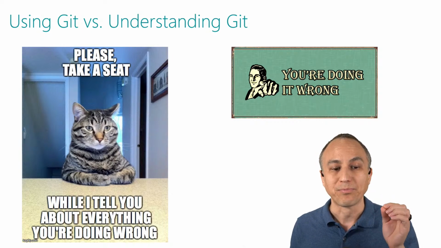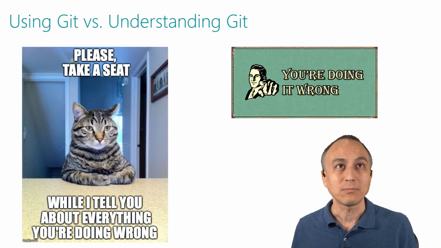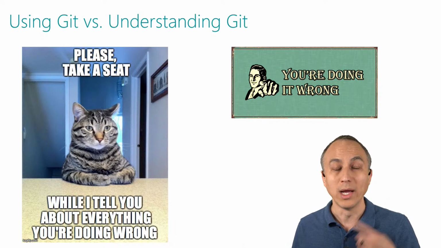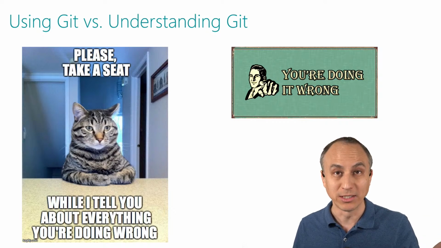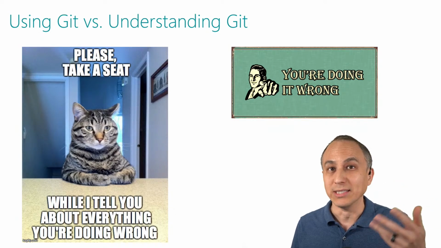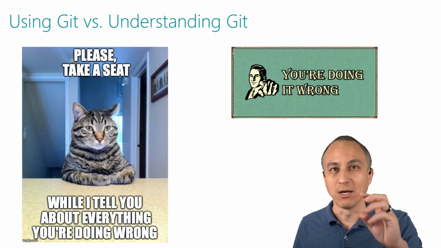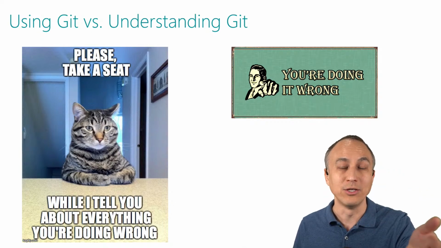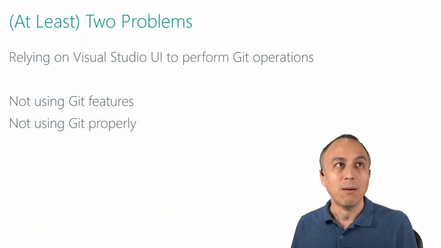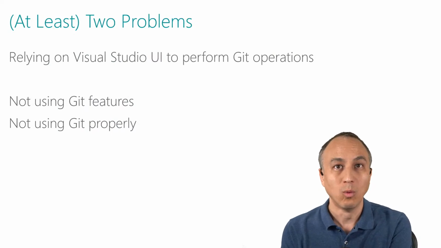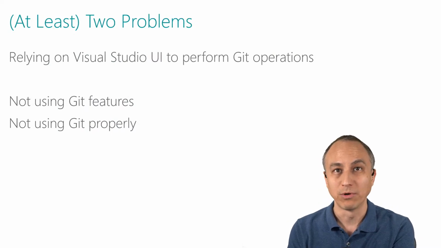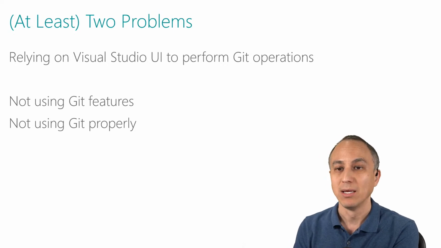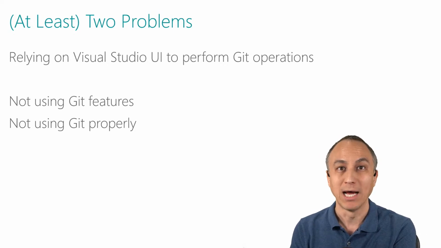So a couple problems with this. One, I was doing things wrong, just fundamentally wrong. And two, I really didn't know what I was doing in the interface. I was clicking buttons and things worked, but it's this weird user interface that does things in Git and you don't really know what's going on. So my problems were, one, relying upon the Visual Studio UI to perform Git operations, and so I didn't really know what was going on behind the scenes.